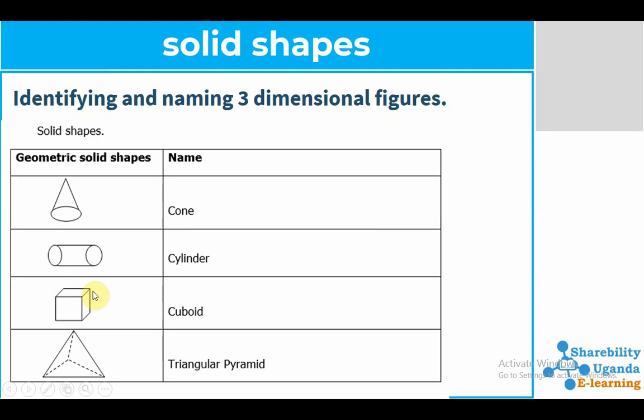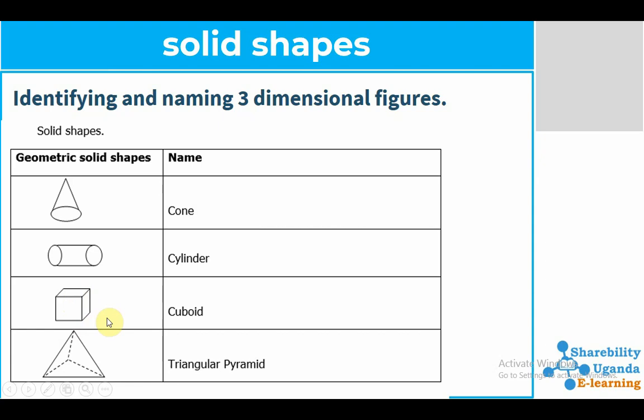Then we also have what we call this shape. Some of you can see it is like a box, but mathematically we call it a cuboid. We also have another shape. This is a triangular pyramid. We shall also exercise how we can draw these shapes. Some of you cannot manage to draw, but I'll give you step by step how you can draw these shapes. Okay, let's practice one by one.